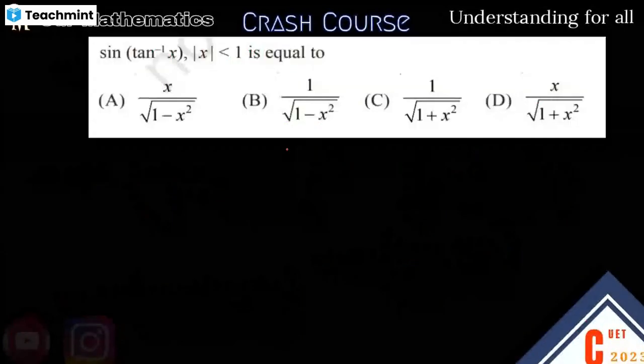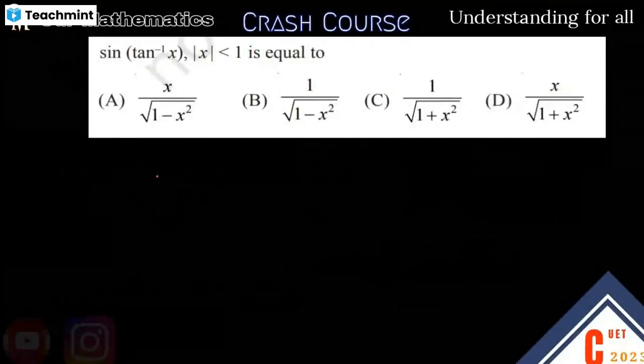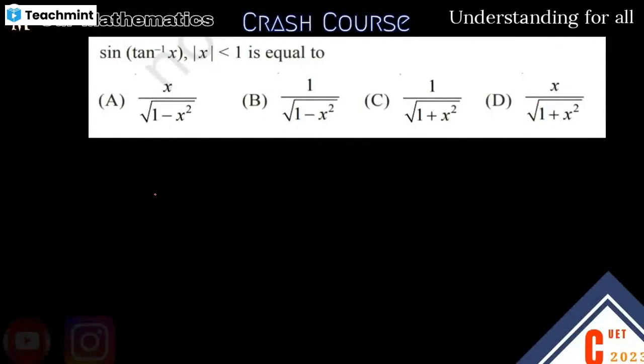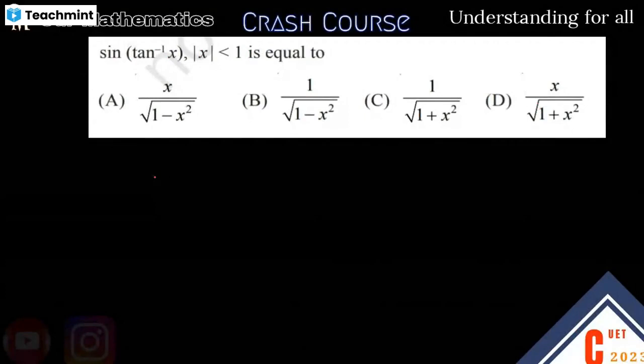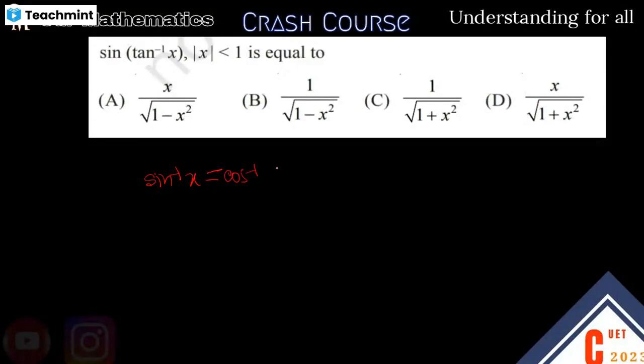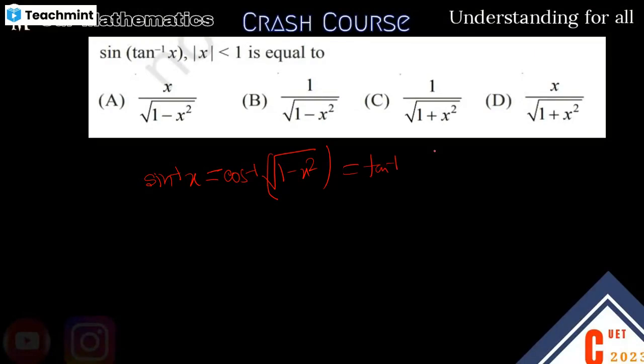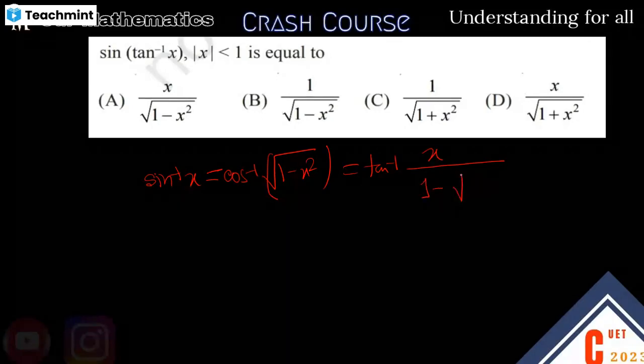Okay, let's move to this type of question. Here we will see how to convert one form of inverse trigo function to another form. For example, sin inverse x is equal to cos inverse root over 1 minus x square, is equal to tan inverse x by root over 1 minus x square, right? How did I do this?